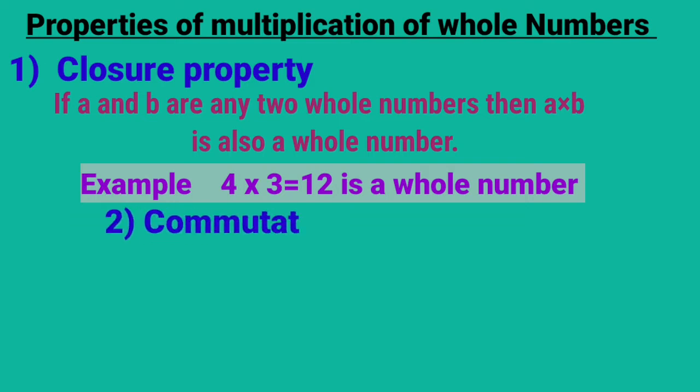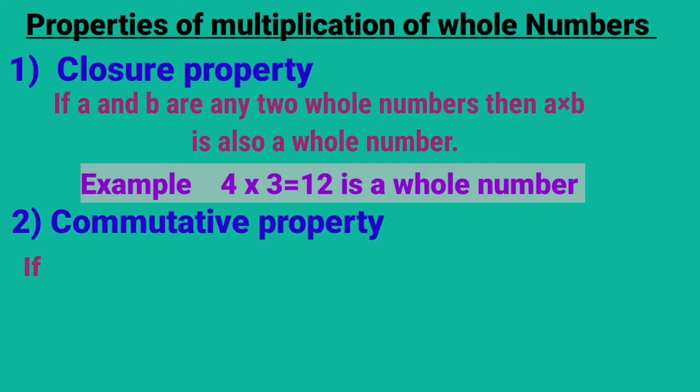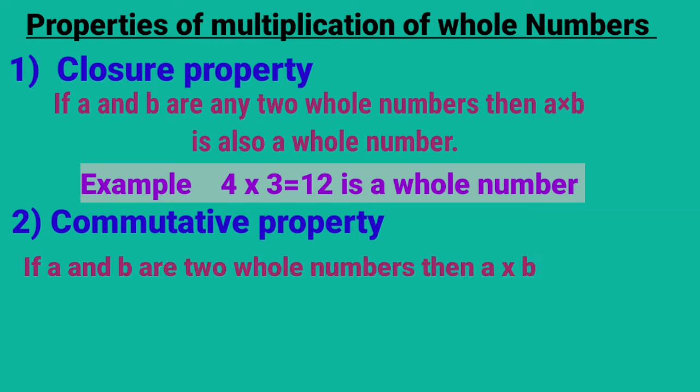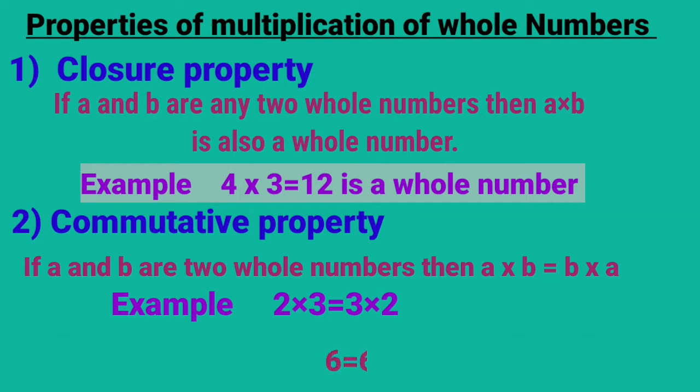Number 2, commutative property. If A and B are two whole numbers, then A multiplied by B is equal to B multiplied by A. That means here we are changing the place of numbers and the result will be same. For example, this side I am multiplying 2 and 3 and this side I am just changing the numbers. First I have written 3 and then 2. But when we multiply them, whether it is 2 multiplied by 3 or 3 multiplied by 2, result is 6 only.